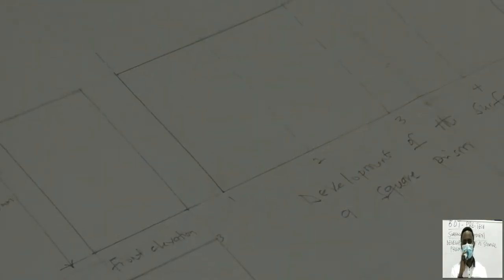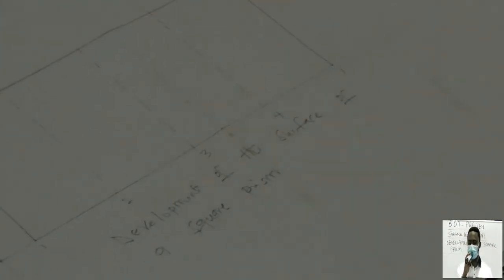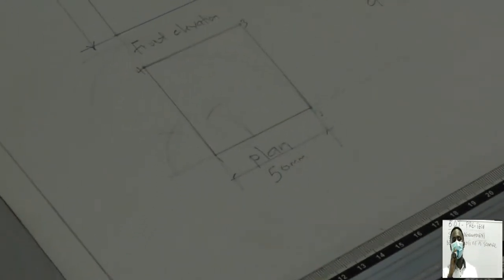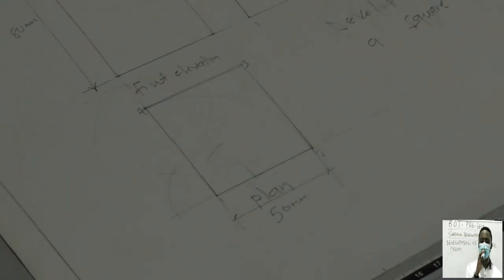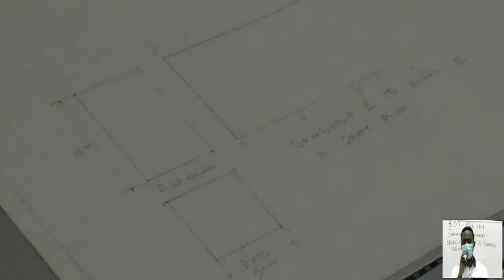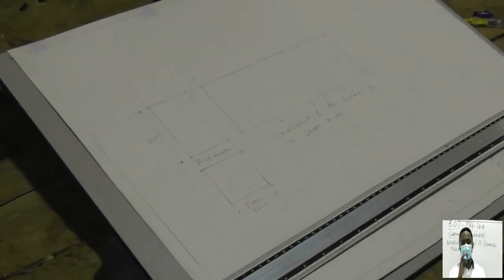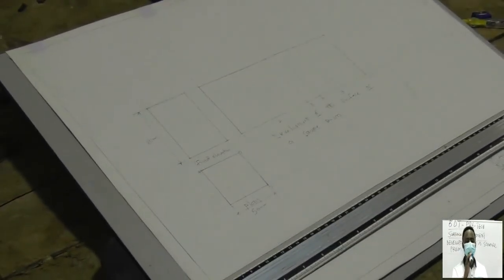Good. So my drawing is now complete. We now have the development of the surface of a square prism. So this is how our object will look.